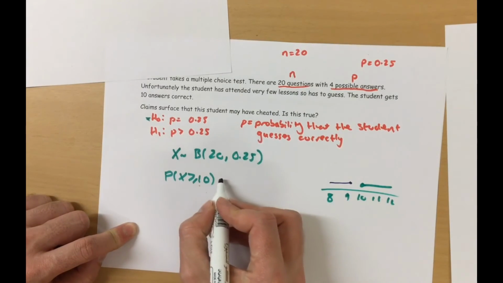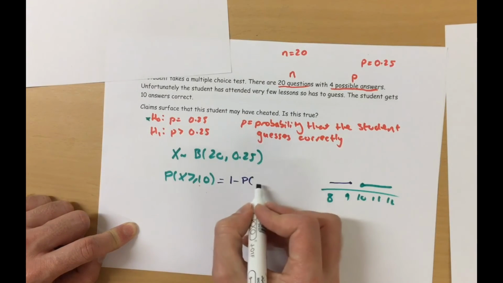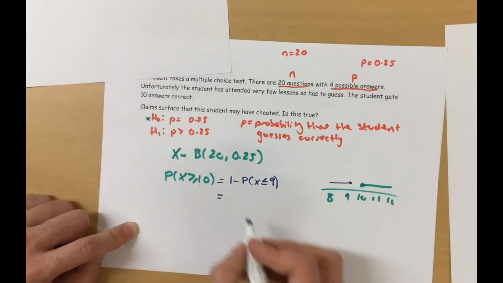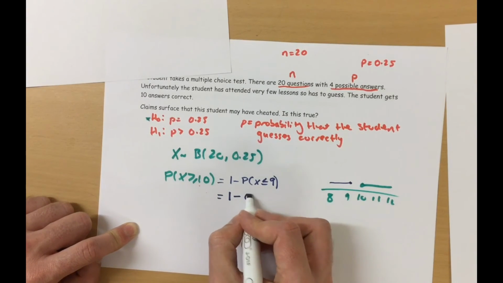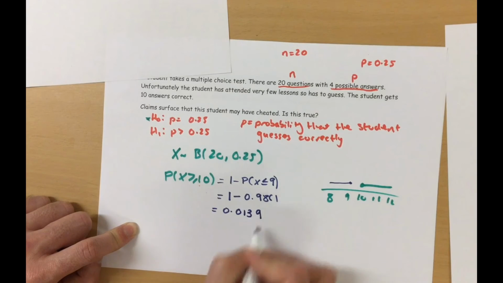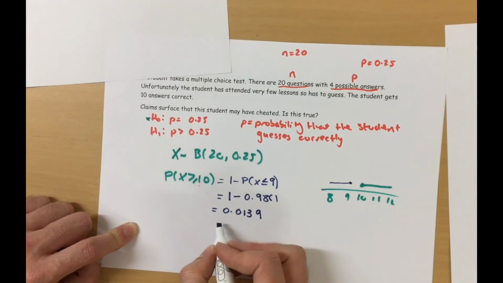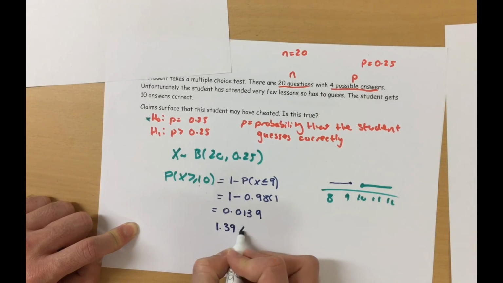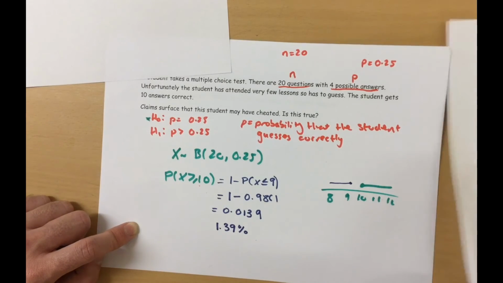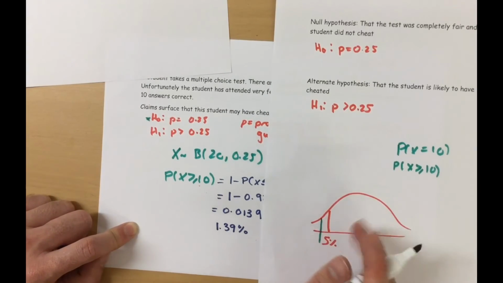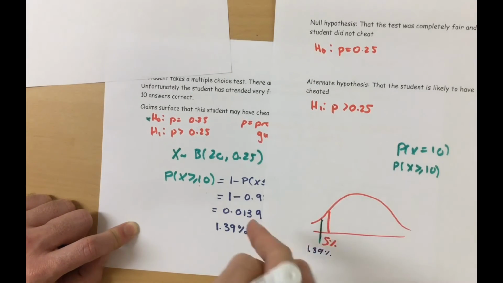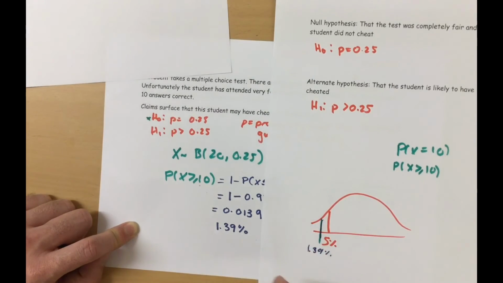So this is going to be 1 minus the probability of X is less than or equal to 9, which you have tables for. So that's 1 minus 0.9861, which is 0.0139. So under normal conditions, there'll be a 1.39% chance that you get 10 or more questions correct. So somewhere this person is saying, hang on, there's a 1.39% chance you could get that score or better on a test by randomly guessing without cheating.